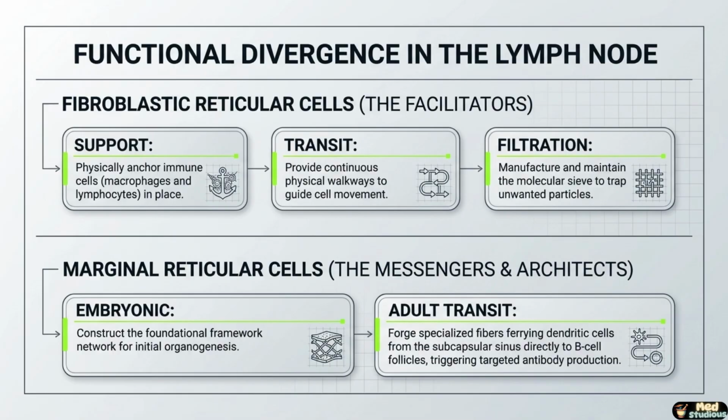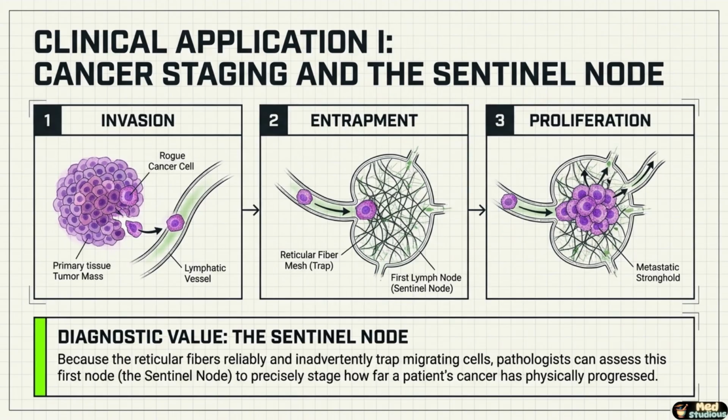In the adult, their transit role is highly specific. They forge specialized fibers that ferry dendritic cells directly from the outer sinus straight into the B-cell follicles. This direct transit pathway is what triggers the targeted production of antibodies to fight off an infection. As future medical professionals, you must understand how this tissue behaves in pathology.